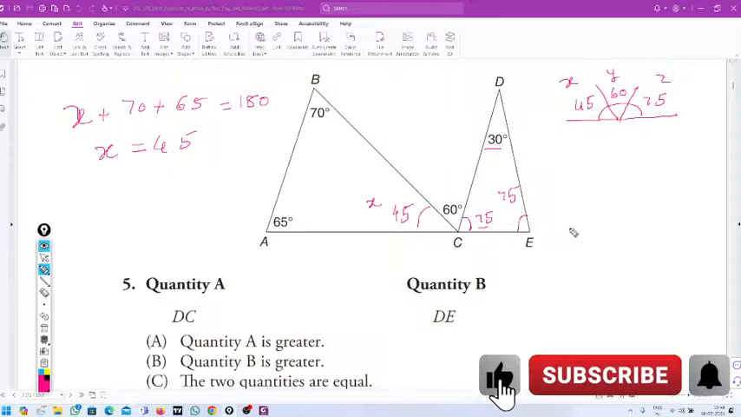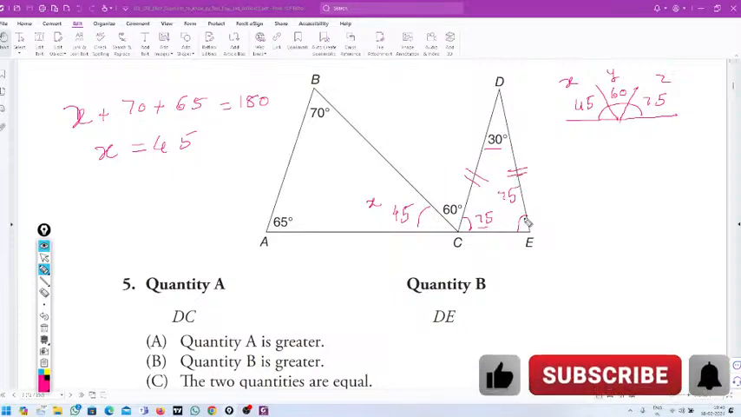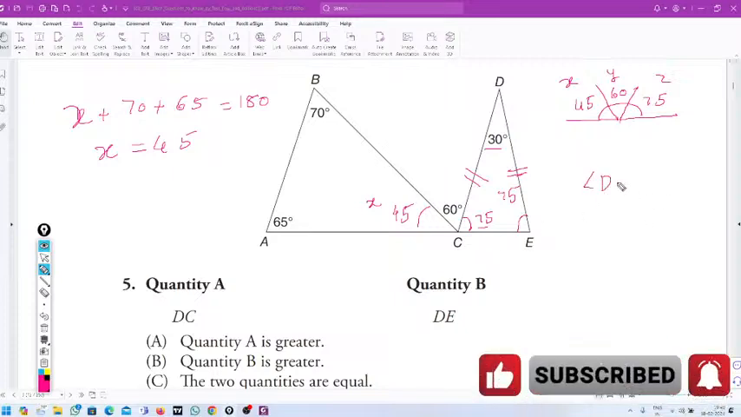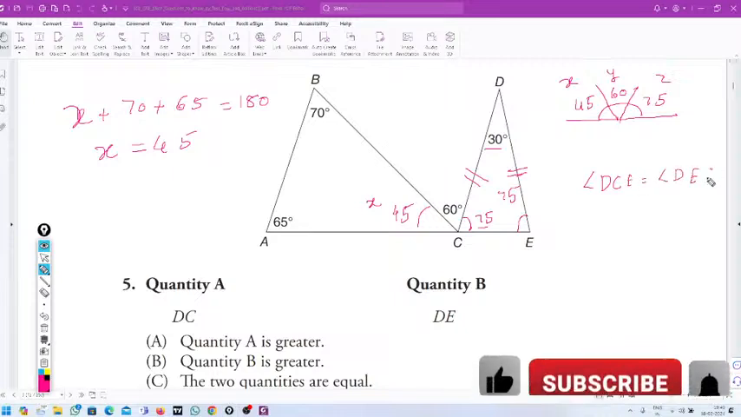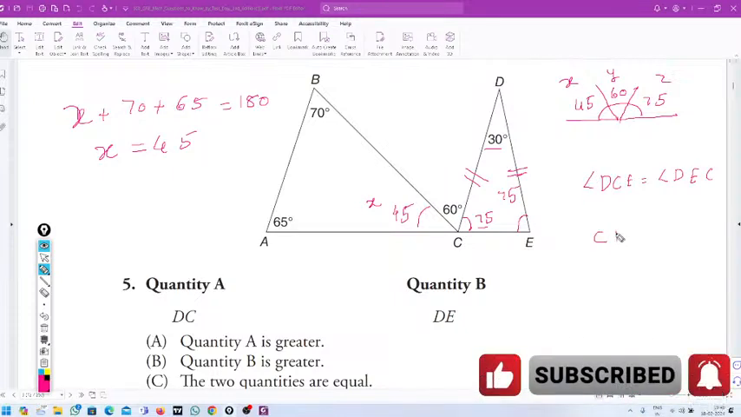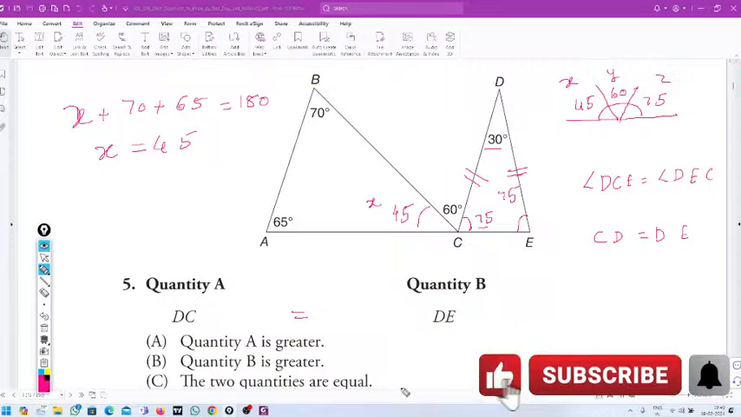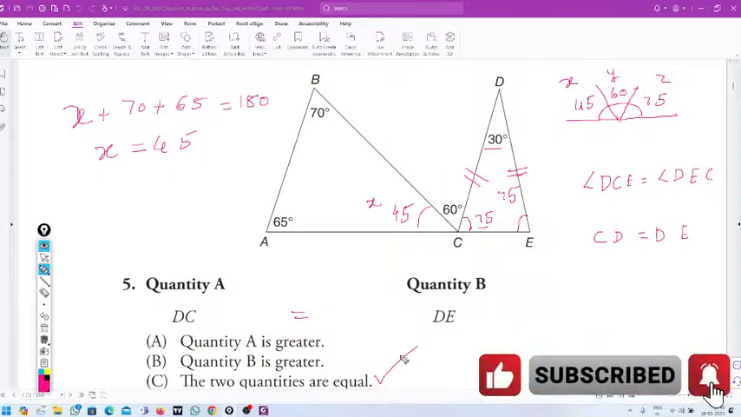The question is asking a comparison of two quantities, that is CD and DE. When two angles are equal, the opposite sides should be equal. Here angle DCE is equal to angle DEC. When both are equal, I can say CD is equal to DE. The opposite angles are equal, so I can say the two quantities are equal. So I'll mark the answer as C.